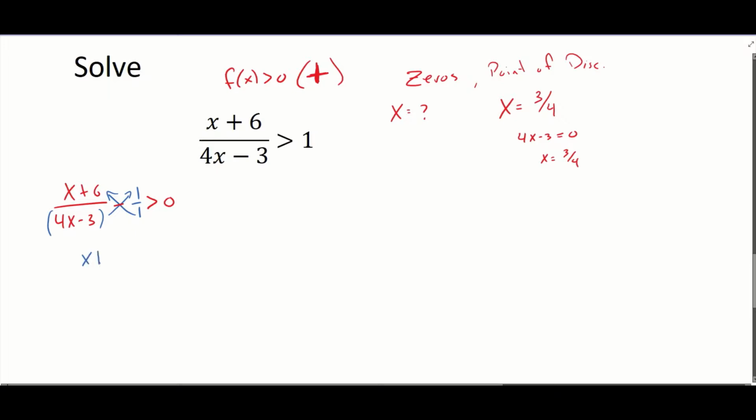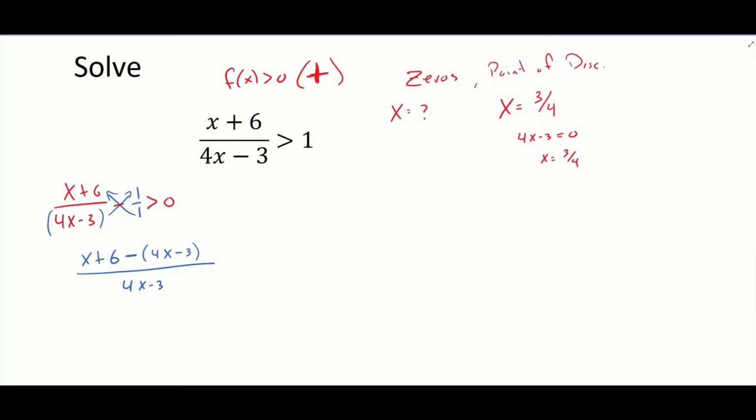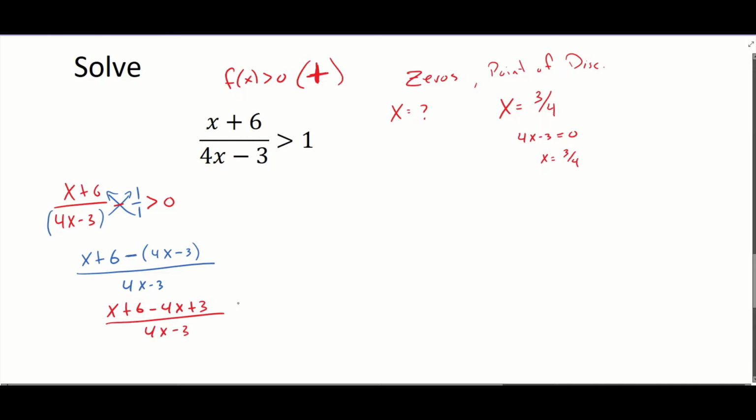So on the left side, I have x plus 6. On the right side, however, you have to be careful. I have that minus there, and I'm multiplying 1 times 4x minus 3. The reason I'm doing it this way is because now I can see that I'm actually going to distribute that negative in the front. So I have x plus 6 minus (4x plus 3) over 4x minus 3 greater than 0, right?